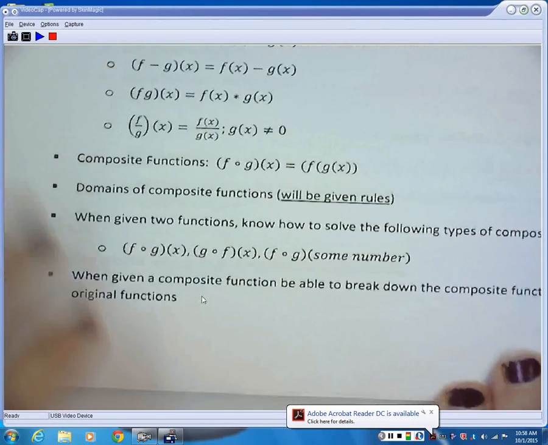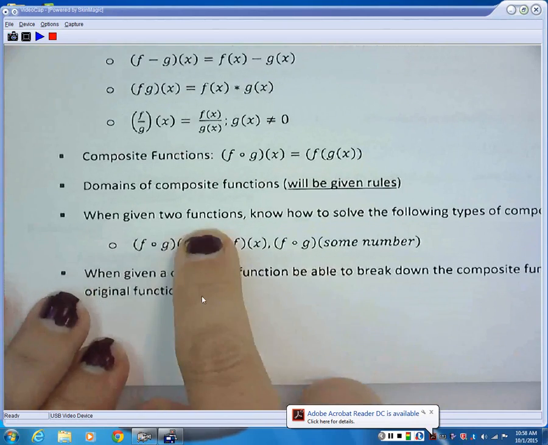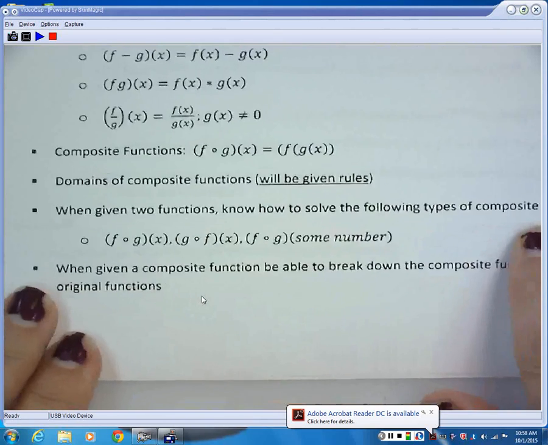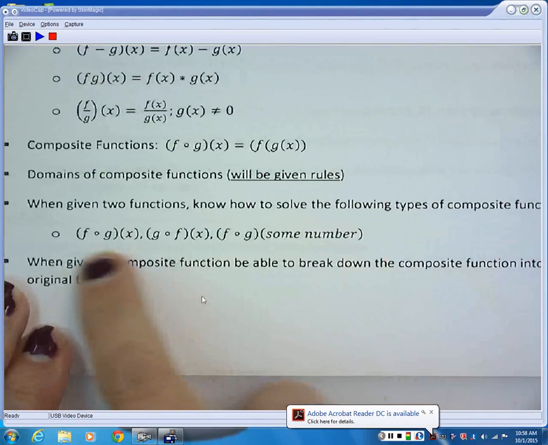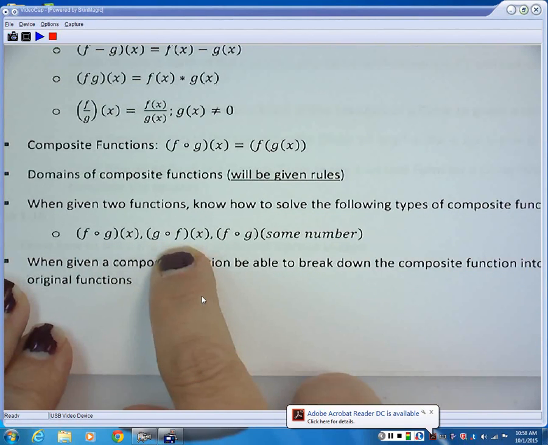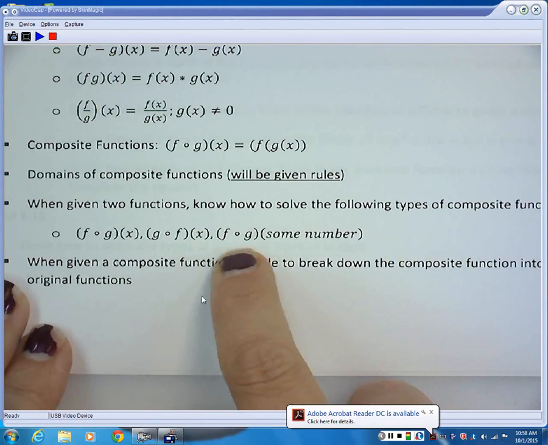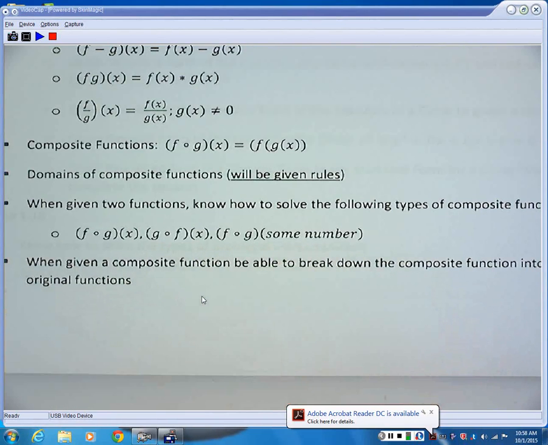Alright, and then you need to know, when you're given two functions, how to solve these problems: finding f composite g, finding g composite f, and finding f composite g of some number. We did that in the notes, so printing out the notes and working through them without looking might be handy. Or my math lab should be asking you these things.